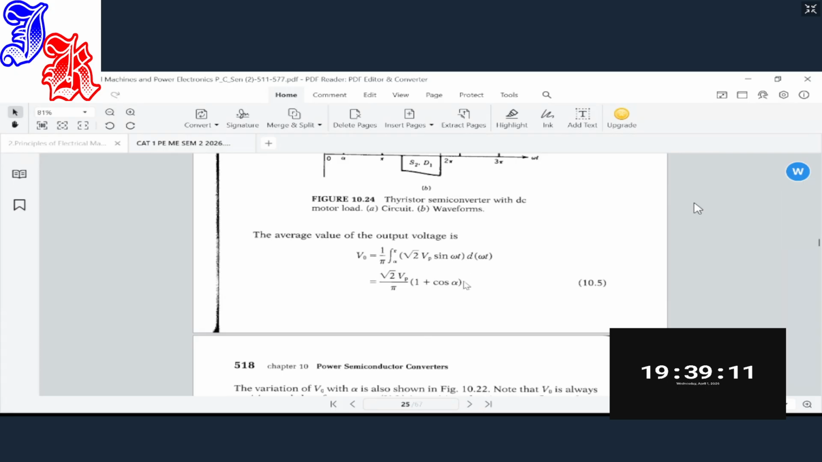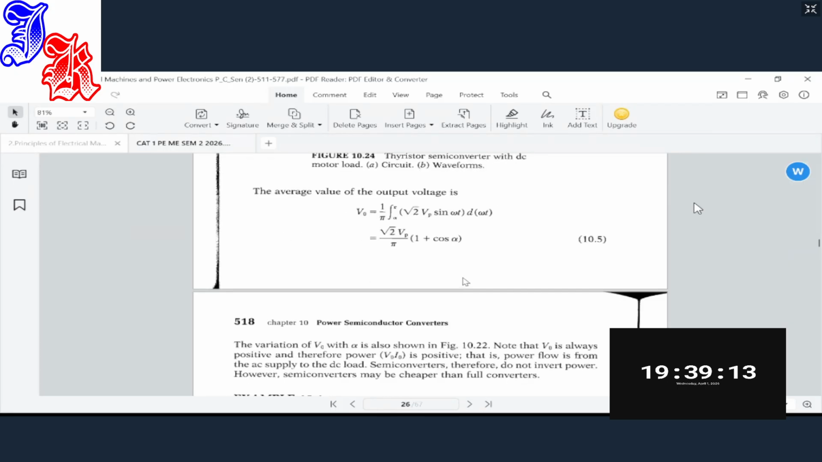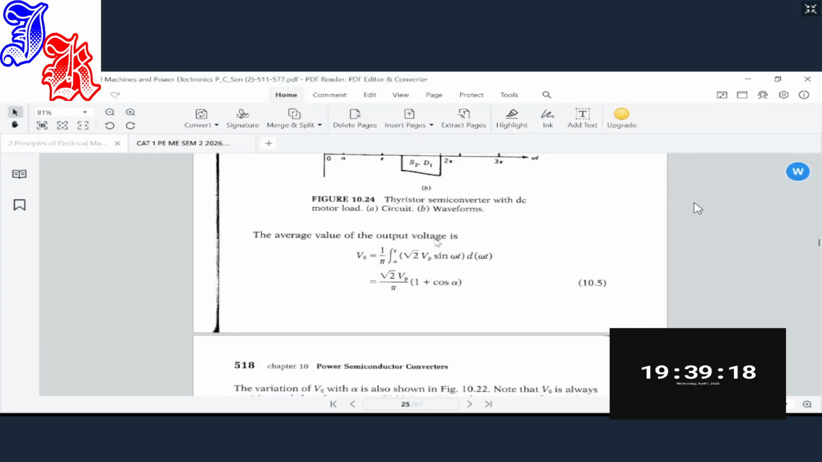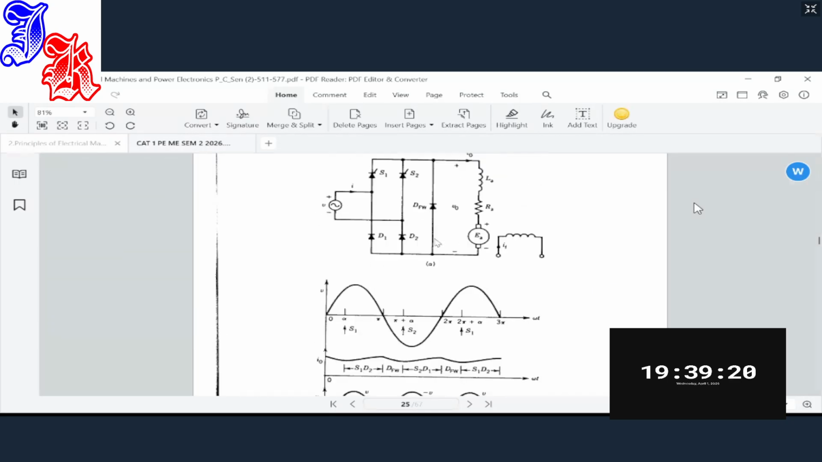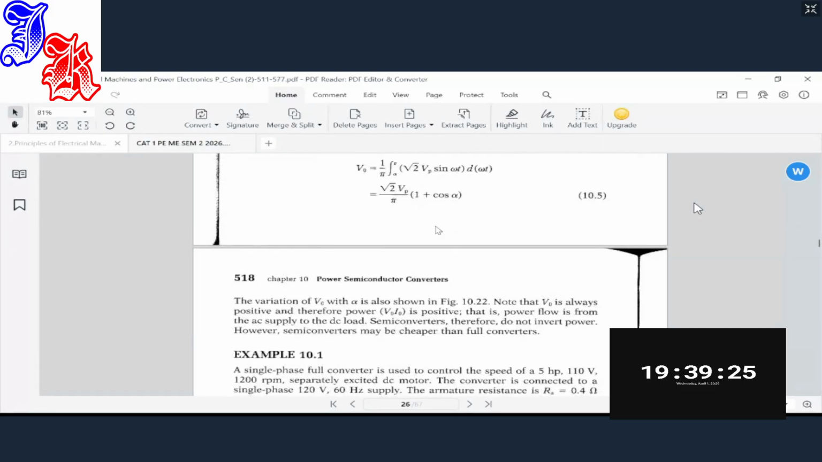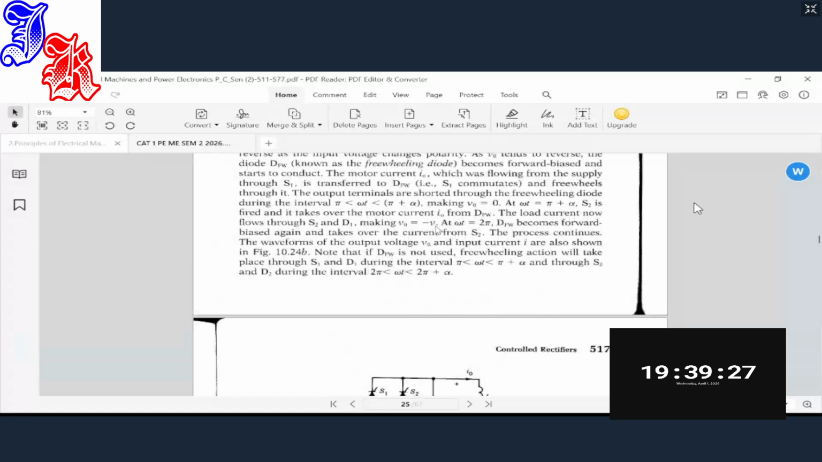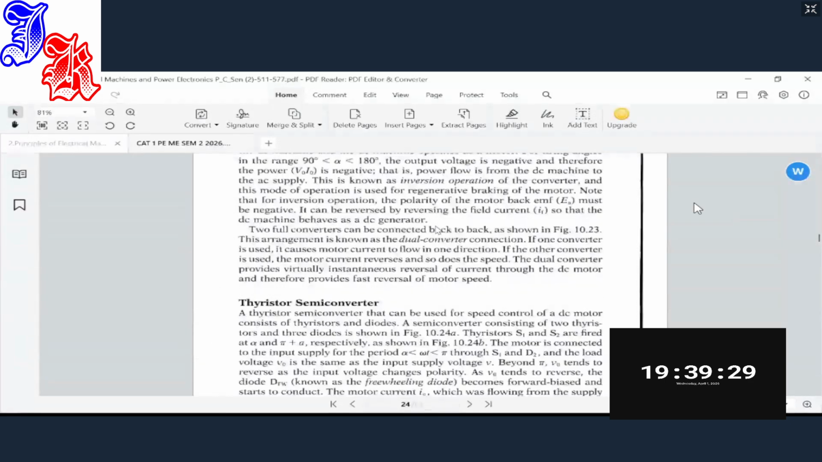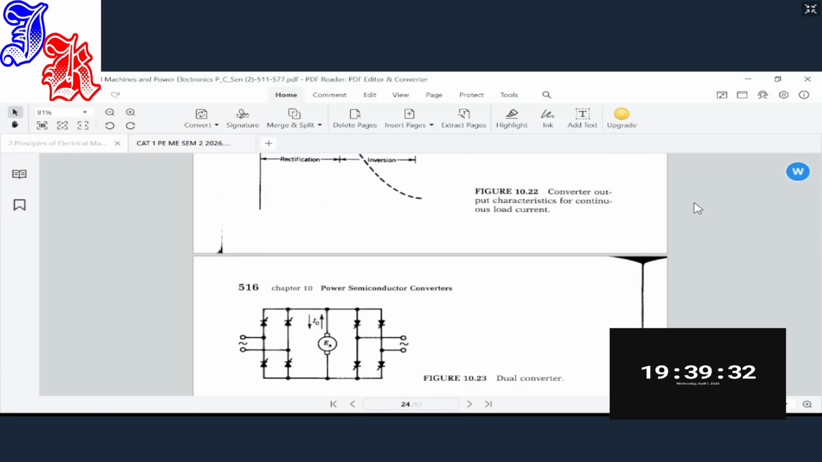You have 1 plus cos alpha. So again, you can be given the values of voltage and alpha, and you are able to find the real values without unknowns within the system. We have a lot of theory in between, so maybe you can check it on your own time to understand it. But mostly that is the working principle of this rectifier converter.